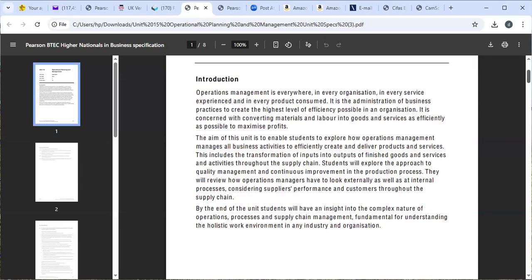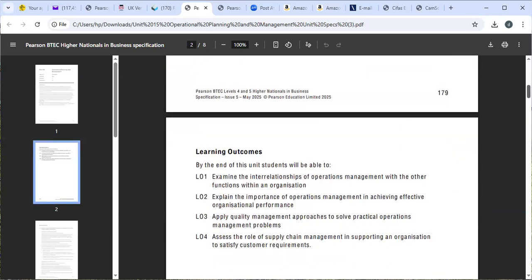Usually in the other units, there is LO1, LO2, LO3, and there are questions underneath. Like LO1, then there are four questions underneath, with the pass, merit, and distinction. But I haven't found that with this unit on Moodle. We've not gone there yet. So LO1 is there.